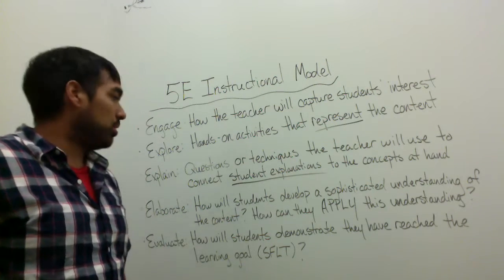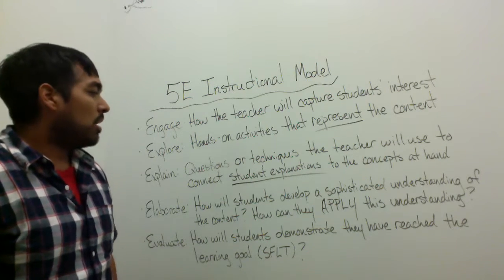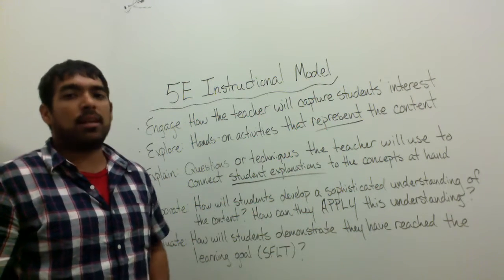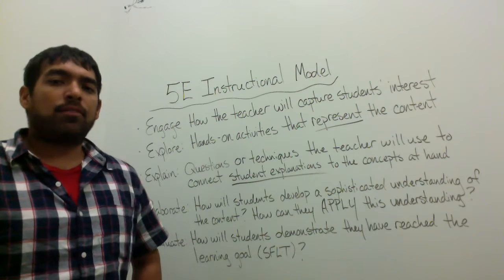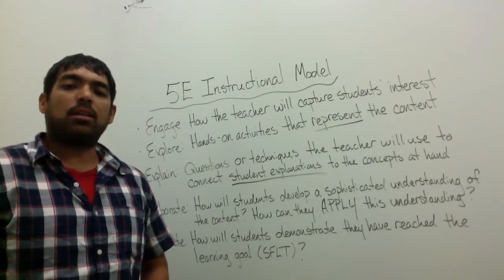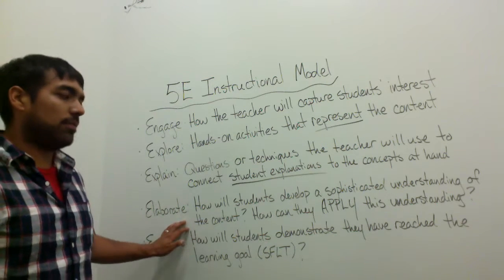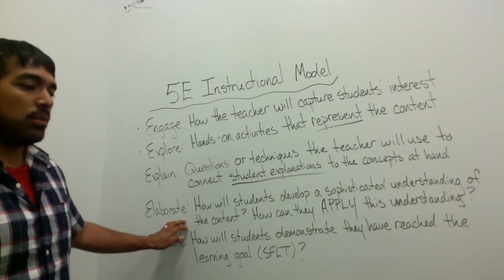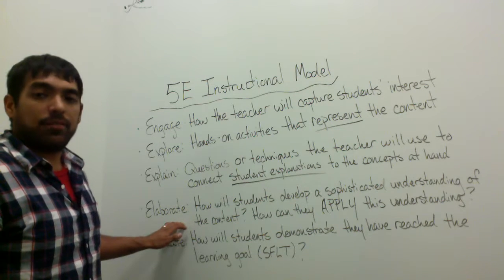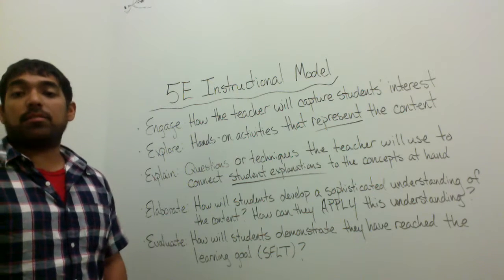Elaborate. How will students develop a sophisticated understanding of the content? How can they apply this understanding? Now, the UDL framework is based off of differentiated instruction, creating an inclusive atmosphere for learning. The elaborate piece off of the 5E lesson plan is one of the key parts where differentiation is going to be obvious. This could be different from student to student.